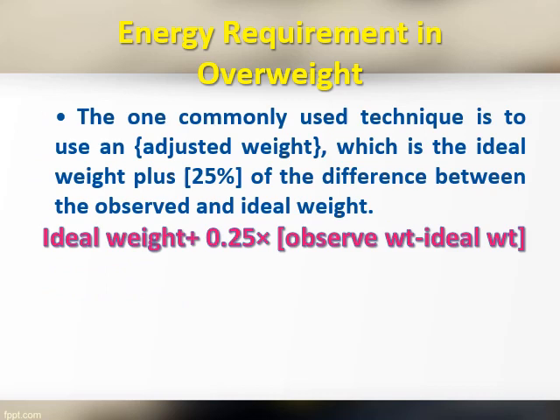Also, you have to know how to calculate the energy requirements in an overweight person. The one commonly used technique is to use an adjusted weight, which is the ideal weight plus 25% of the difference between the observed and ideal weight. So the equation is ideal weight plus 0.25 multiplied by the difference between the observed weight and ideal weight.